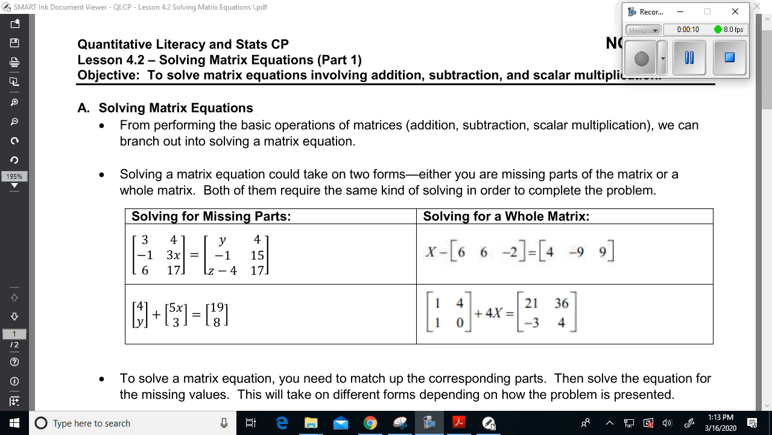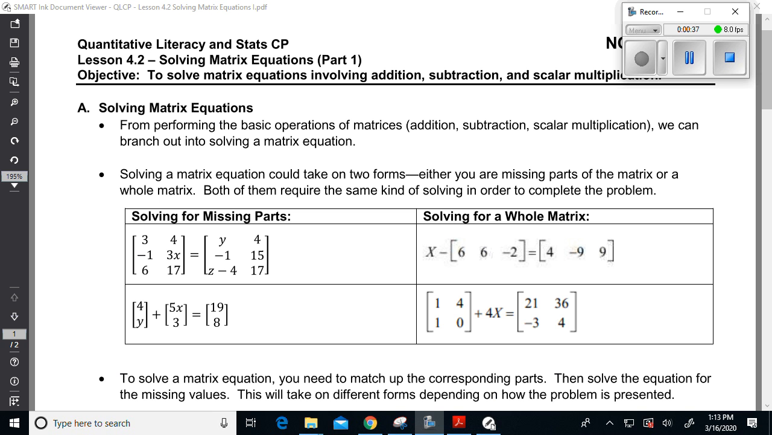Today we're going to look at lesson 4.2, which is solving a matrix equation. So this is the very beginnings of actually solving equations as it relates to a matrix. So the first section was performing the basic operations, adding, subtracting, and scalar multiplication. But now we're going to extend it to solve out an actual equation.